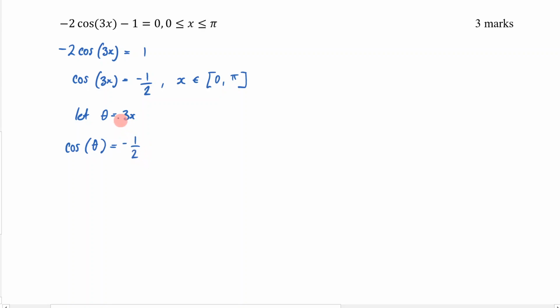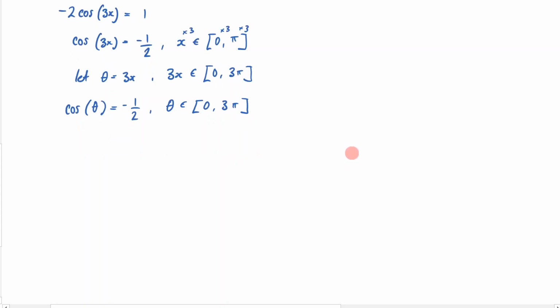Now, the fact that I've done this means I have to deal with my domain, because as you can see, at the moment my domain is in x. So because I'm going to let theta equal 3x, I'm going to multiply this by 3, and that means I'm multiplying everything here by 3. So that means I'm going to be left with 3x is an element of, now 0 times 3 is 0, and pi times 3 is 3 pi. Now, as you can see, I've got 3x, and I know that 3x is equal to theta. So that means I can say theta is an element of 0 to 3 pi.